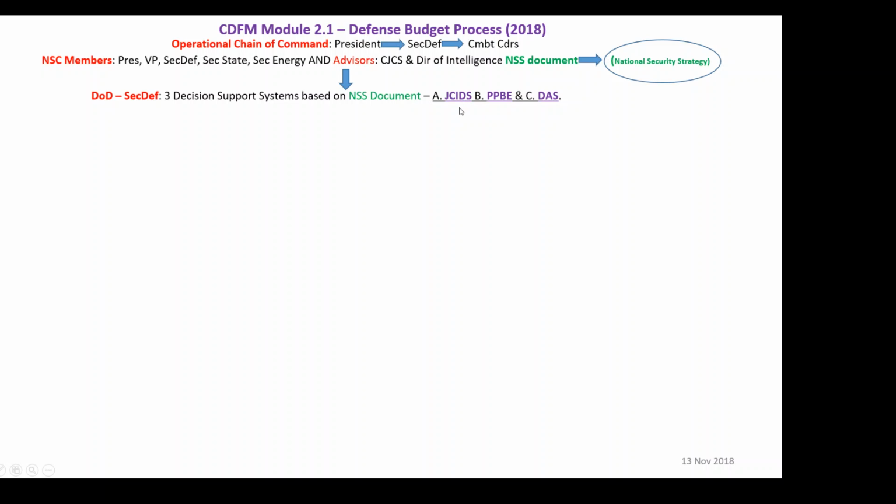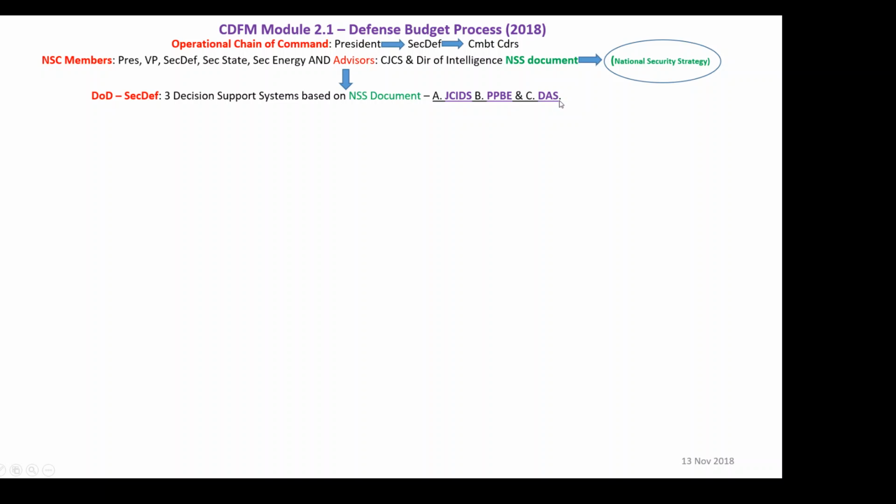These are your JCIDS, Joint Capabilities Integration and Development System. We talked about the PPBE, Planning, Programming, Budget, and Execution. And the third system is the Defense Acquisition System. So with JCIDS, we figure out what our shortfalls are. PPBE is where we figure out how we get our funding. If we have the capability and we need funding, we need to use the PPBE system to request the funding.